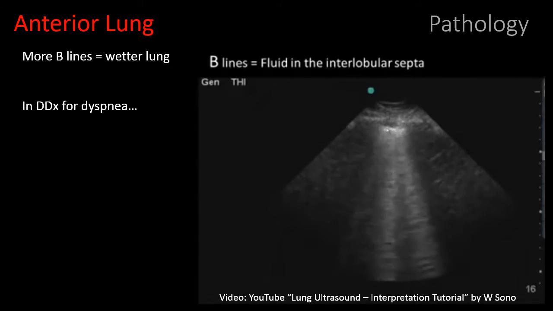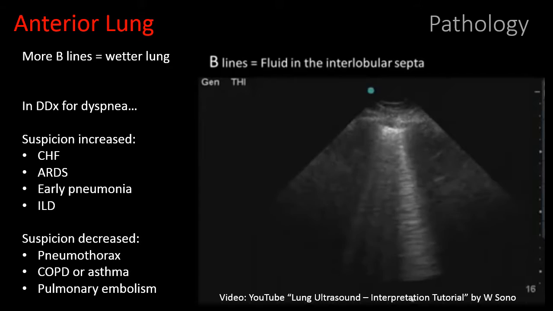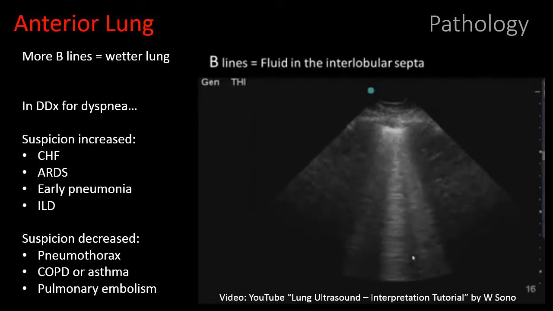So if you have someone who has dyspnea, then this would start to increase your suspicion for congestive heart failure, ARDS, early pneumonia, or interstitial lung disease. So there's some reason for fluid to be in the interstitial spaces specifically in this case, or when you see these B lines. And this would decrease your suspicion also for pneumothorax as the cause of dyspnea.